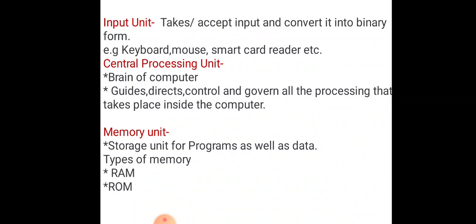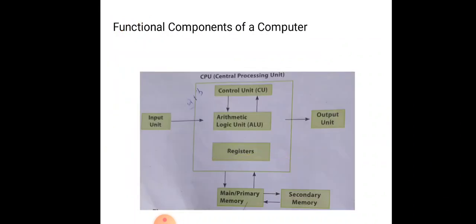Now, central processing unit or CPU. CPU is the control center or the brain of a computer. It guides, directs, controls and governs all the processing that takes place inside the computer. And it consists of two components, ALU and CU. As we have seen, it consists of two components, ALU and control unit.